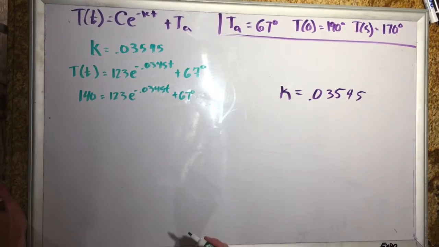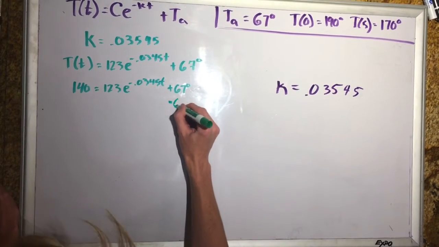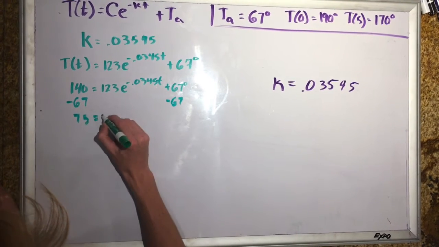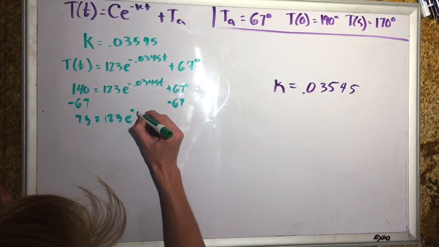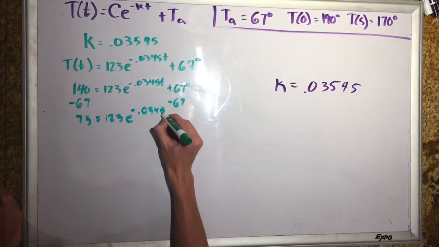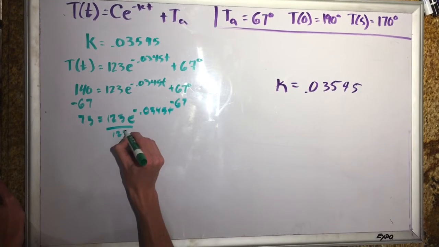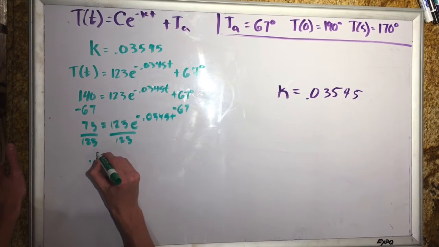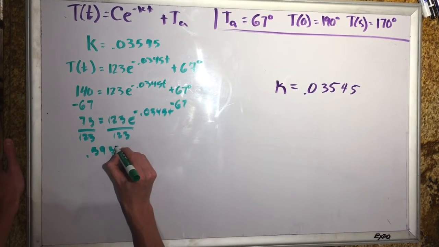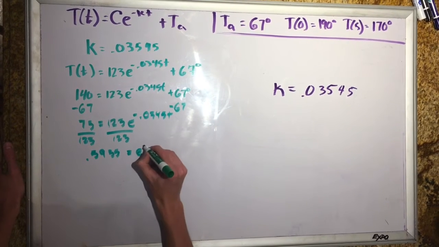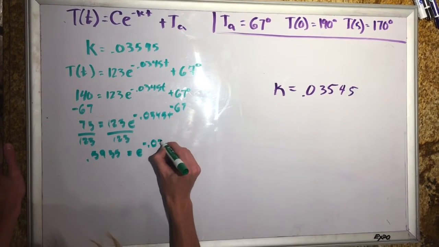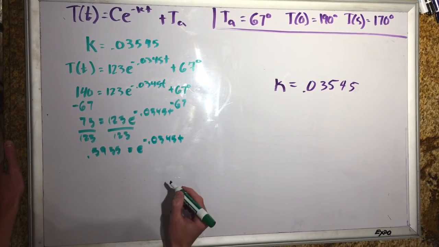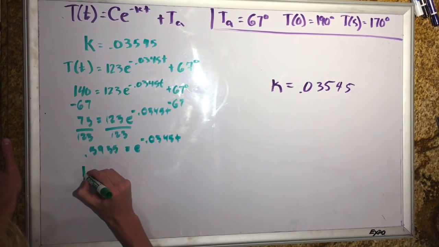Now, we can just subtract 67 from both sides. This gives us 73 is equal to 123 e to the negative 0.03545 t. Then we can divide both sides by 123. This gives us 0.5935 is equal to e to the negative 0.03545 t. If we take the natural log of both sides, we will get negative 0.5217 is equal to negative 0.03545 t.